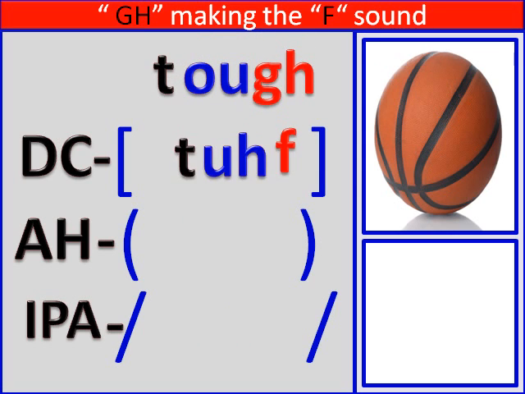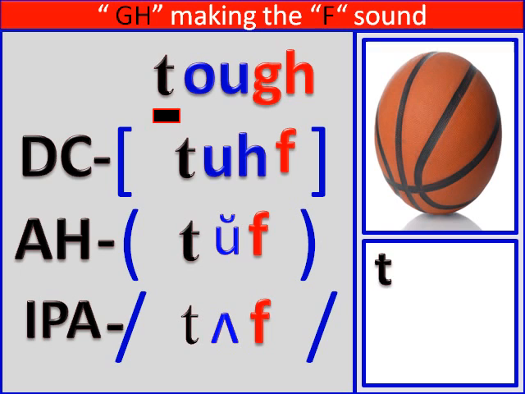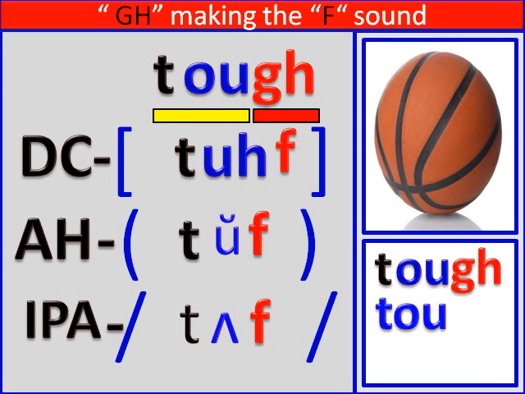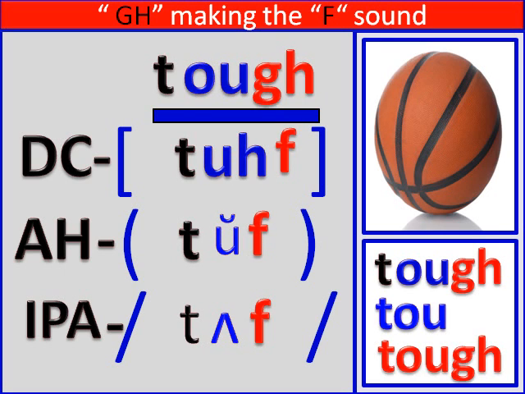Tough. T-U-F. Tough. A balloon is not tough, but a basketball is very tough. Okay, here again, just like in the word cough, the OU is making an irregular sound. In the word cough, the OU made the short O sound, ah. But in the word tough, the OU is making the irregular schwa sound, or the baby U sound.